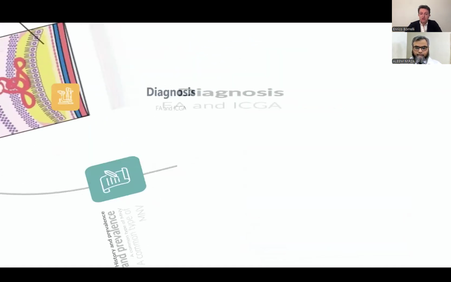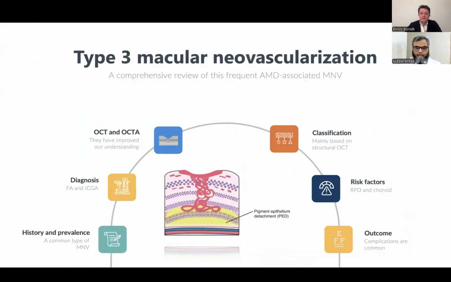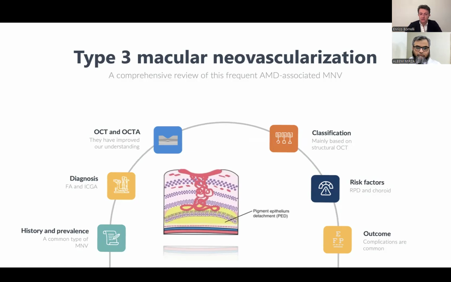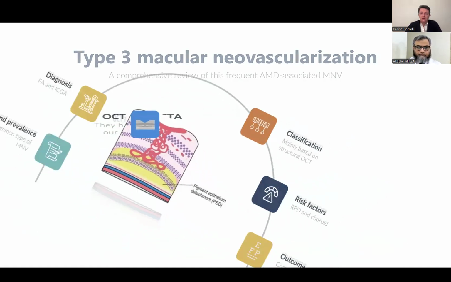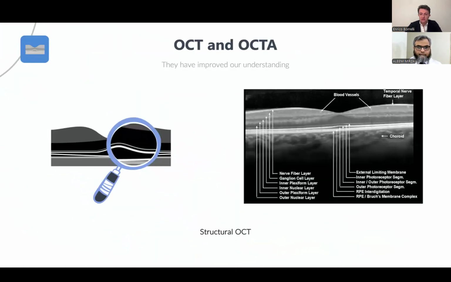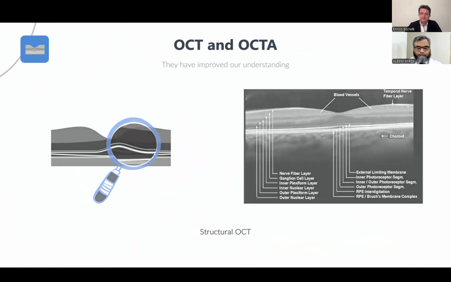However, as I mentioned previously, in the presence of a type 3 macular neovascularization, OCT and OCTA may even improve our ability to make a correct diagnosis. And we know that structural OCT is a very useful technology to investigate and to visualize all the different retinal layers.